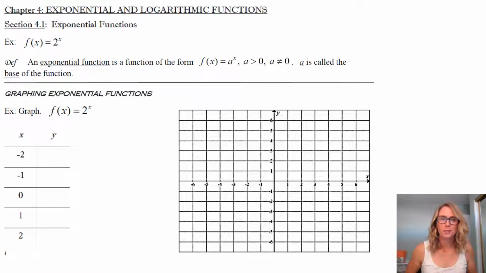So now we're in chapter 4, exponential and logarithmic functions. And we're going to be starting with section 4.1, which is exponential functions. For this chapter, you really want to have a scientific calculator that allows you to do the things that I'll talk about over the course.